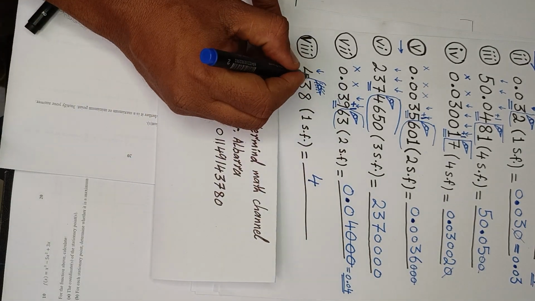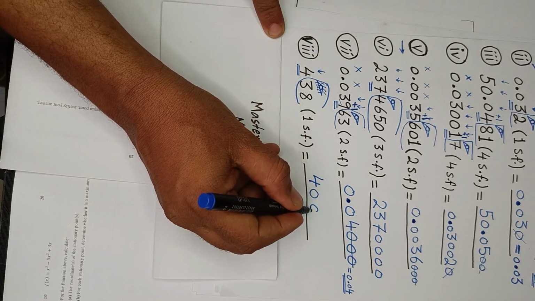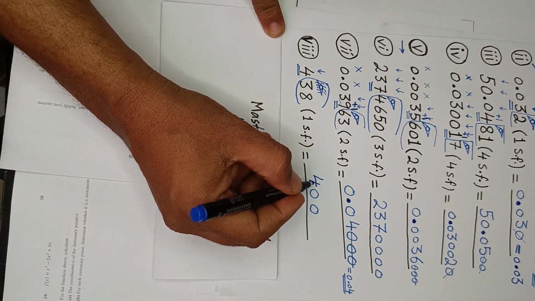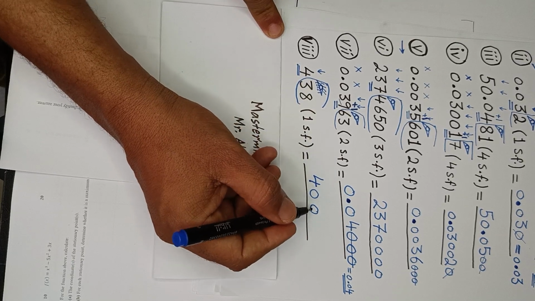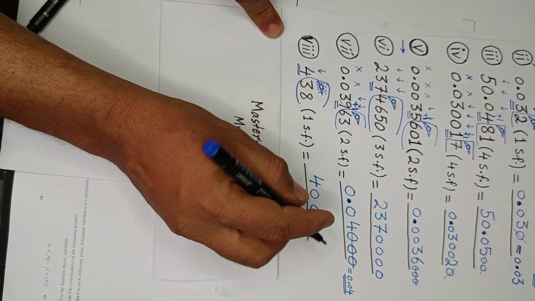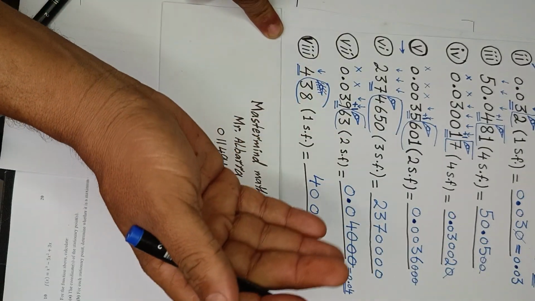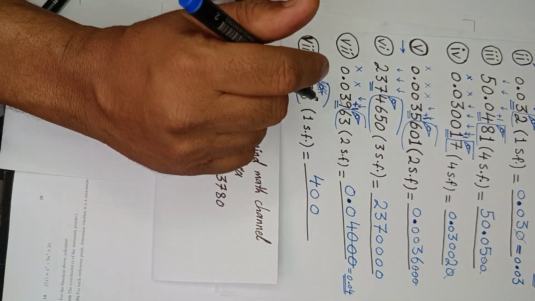And remember, from the eye until the end, how many digits? 2 digits. That means 2 zeros. Can we erase these zeros to the right? No. You know why? We don't have a decimal point here. If these zeros were to the right of the decimal point, that means they were on the decimal period or decimal place, we could erase them. So the answer will be just 400.